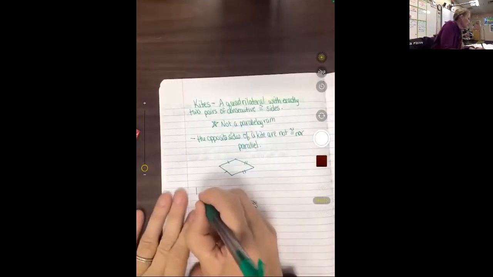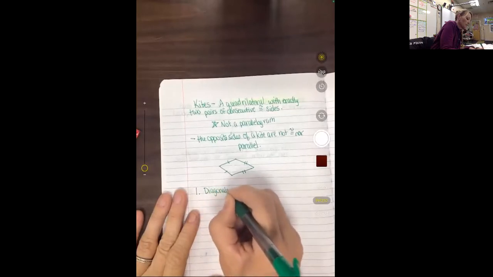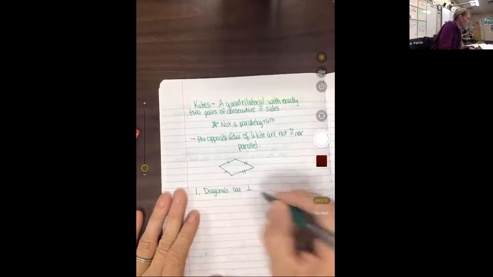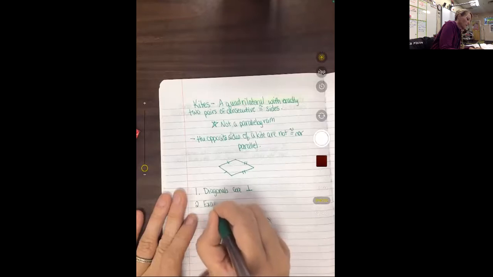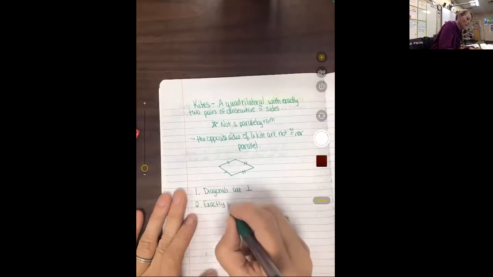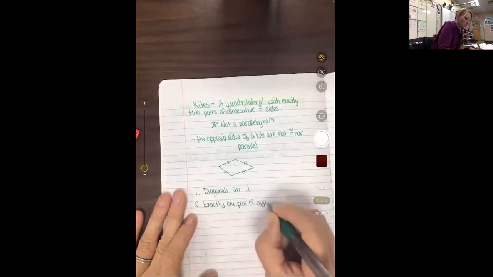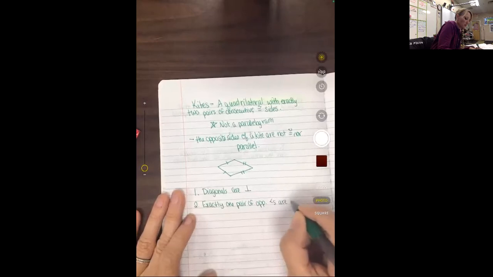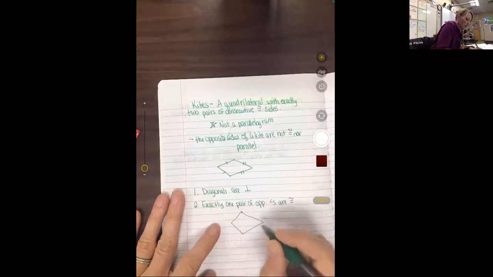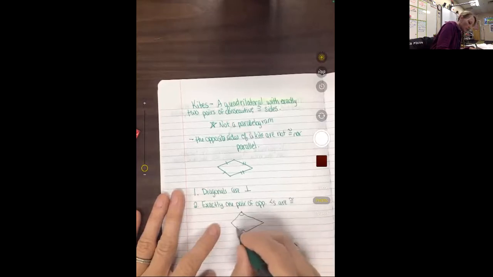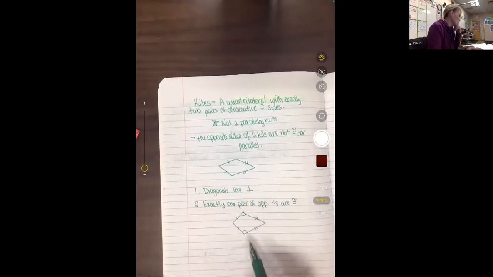Okay, and the properties of a kite: diagonals are perpendicular, and exactly one pair of opposite angles are congruent. And that will always be this one and this one. So it's always the one that is in between. It's always the included angle between the two sides that you're looking at.